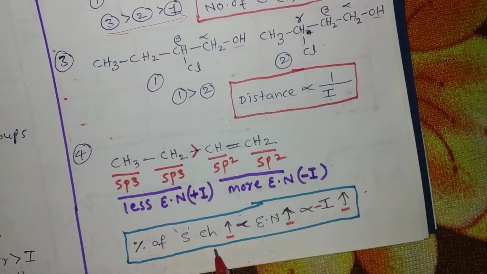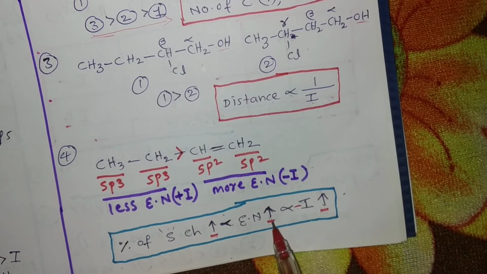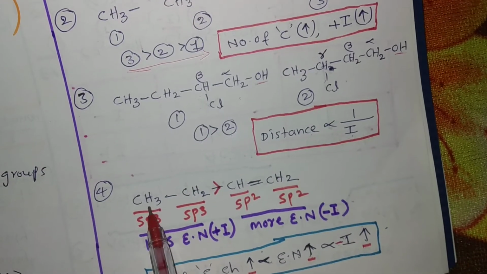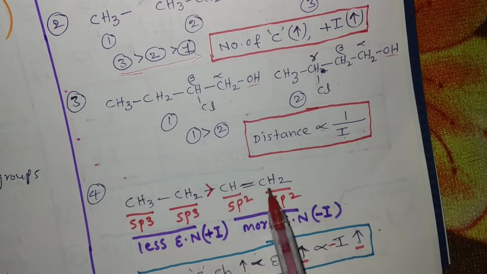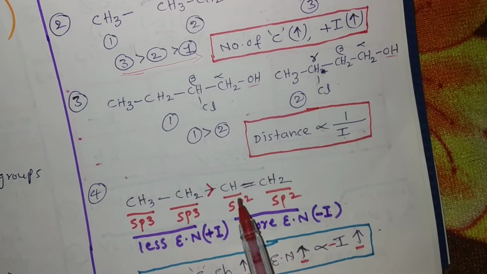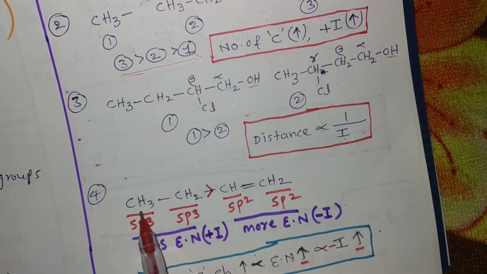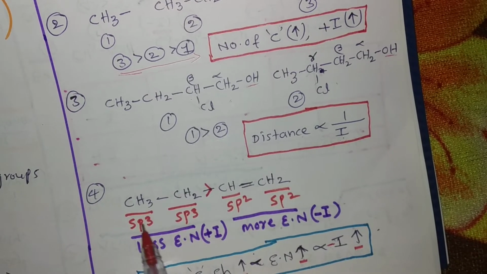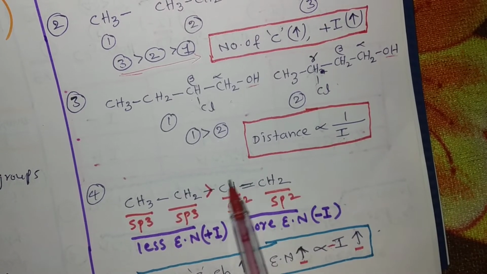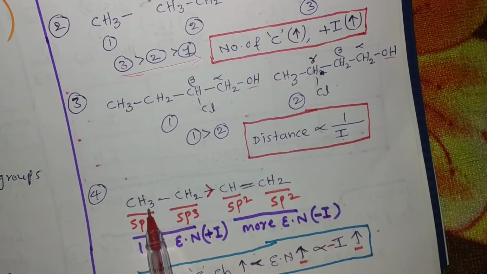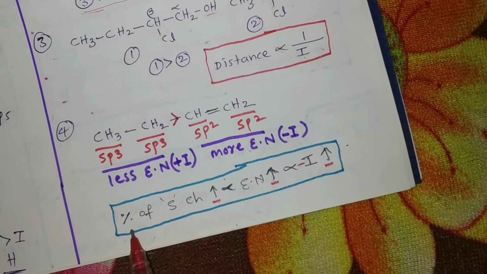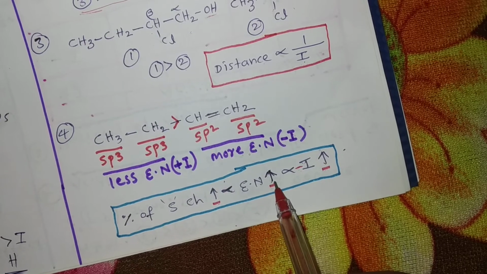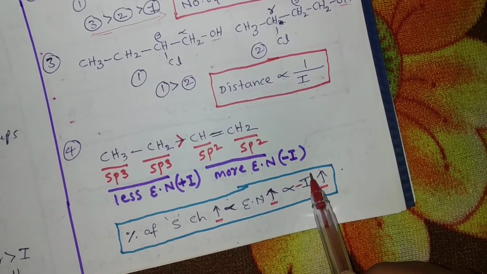Next, if we increase the percentage of S character, then electronegativity increases and the negative inductive effect also increases. For example, CH3, CH2, CH double bond CH2. Now these two carbons are sp2 carbons and these two carbons are sp3 carbons. S character is more in sp2 than sp3, so sp2 has more negative inductive effect than sp3. So that is the order. If the percentage of S character increases, then electronegativity increases and the negative inductive effect also increases.